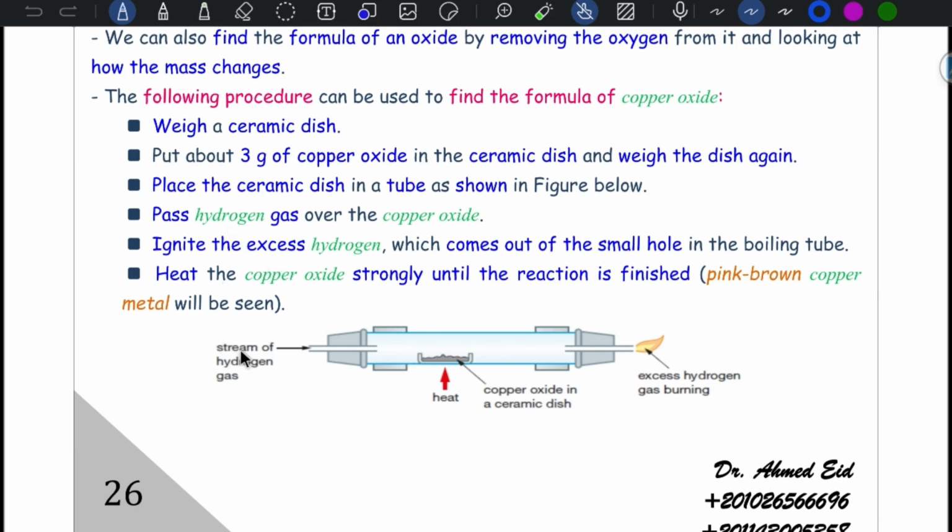Pass a stream of hydrogen gas from here, and the excess hydrogen must be burned on the other side. Ignite the excess hydrogen which comes out of the small hole of the boiling tube. Heat the copper oxide strongly until the reaction is finished. You know the reaction is finished when pink-brown copper metal is seen, not the black oxide.